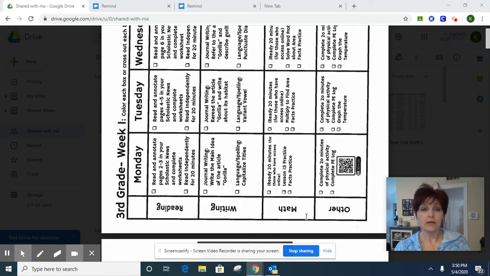Either way is fine. If you look at your weekly agenda, this is week 1, so we're kind of starting over again. This is for 3 weeks. Next week will be week 2, and then the third week until May 22nd. And then we will know more on the rest of the school year.